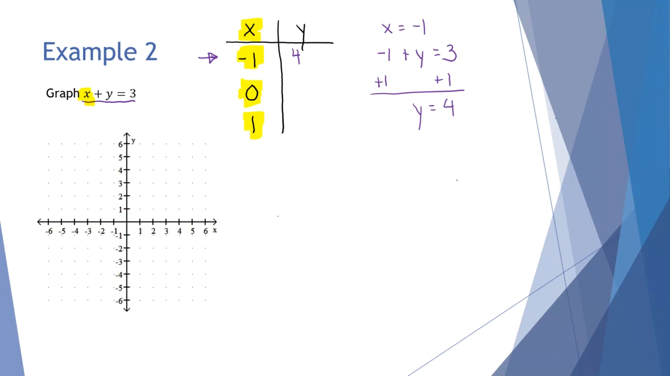So I'm going to start at the middle. I go to -1 on the x, and then I go to 4 on the y. So that gives me my first pair.